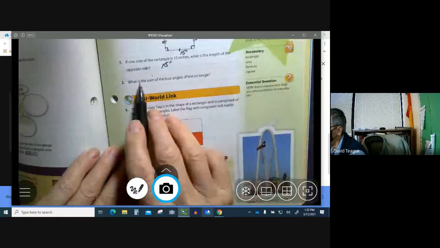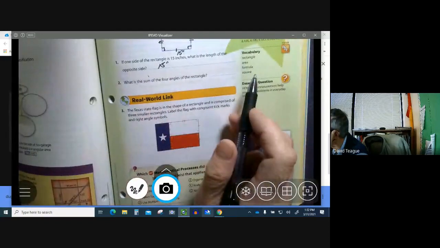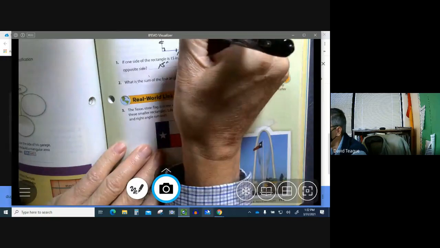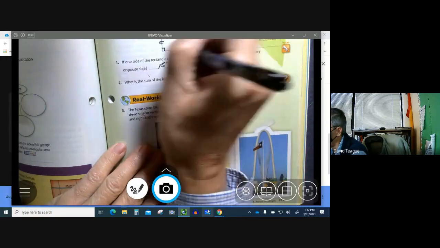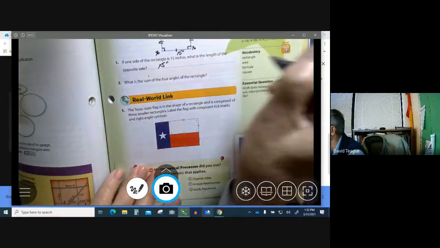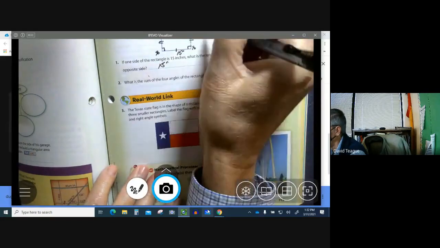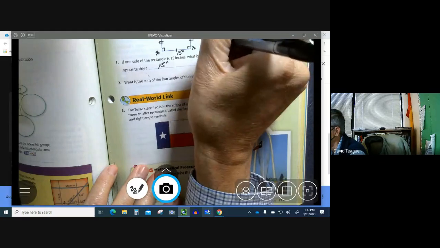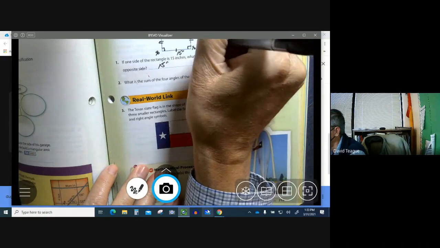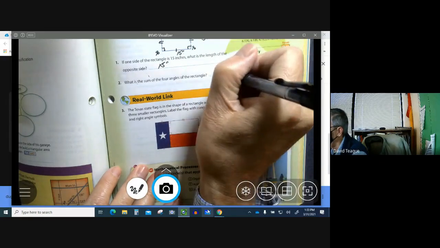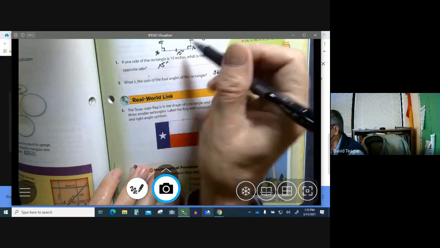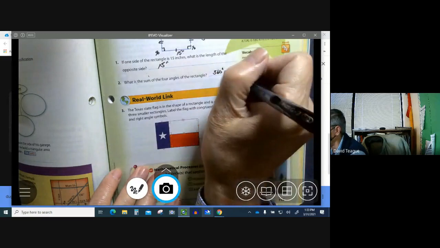Number two, what is the sum of the four angles of the rectangle? So I have 90 degrees plus 90 degrees plus 90 degrees plus 90 degrees. What's that come up to? 90 and 90 is 180. 180 and 180 is 0. 8 and 8 is 16. Carry 1, 360. So the sum of the four angles inside a rectangle equal 360 degrees.